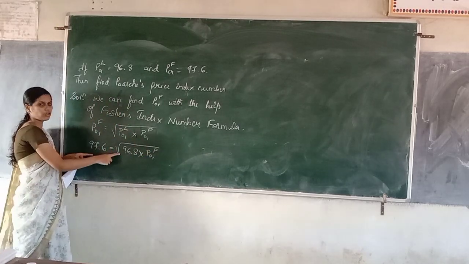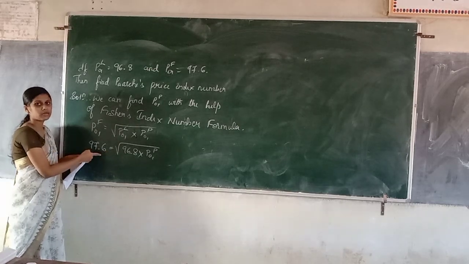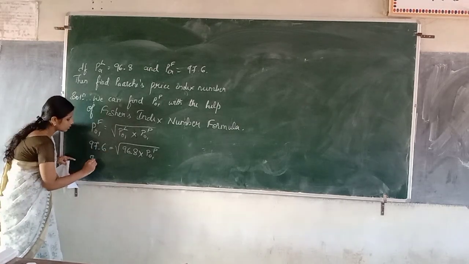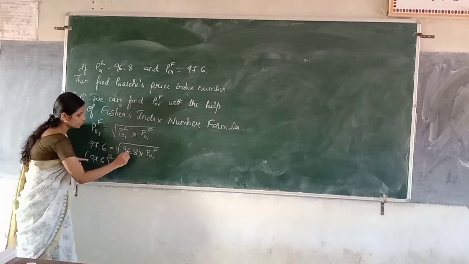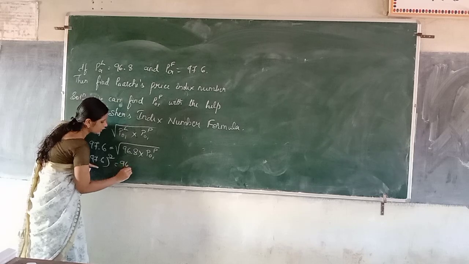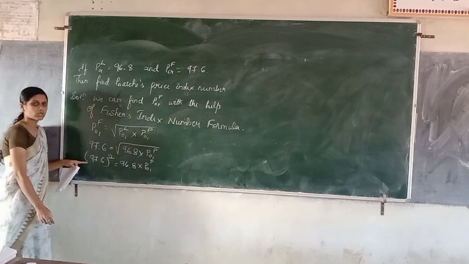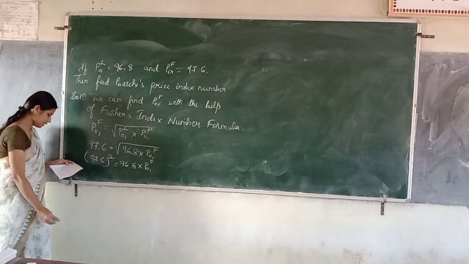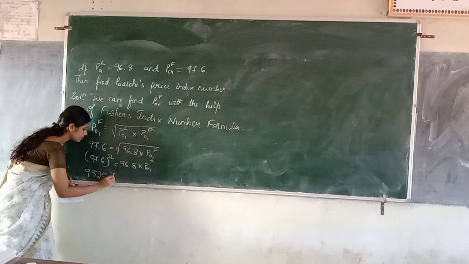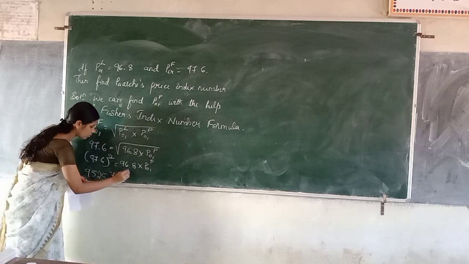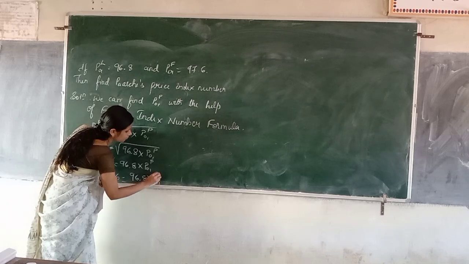Now first of all we are going to carry the square root to the left hand side. When the square root comes to this side it becomes square. So 97.6 square is equal to 96.8 into past year's price index number. Square of 97.6 is 9525.76, which is equal to 96.8 into past year's price index.